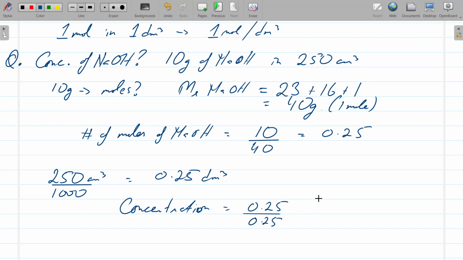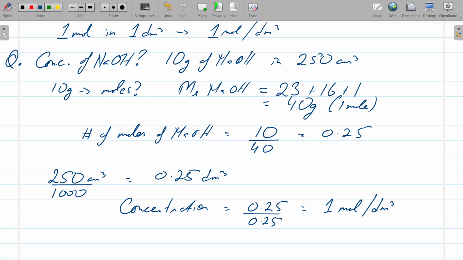Volume would be constant? No, volume would be as much as you're using or you're making in this question. And so that actually comes up to 1 mole per dm cube.